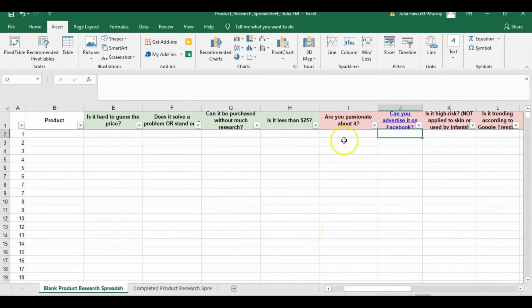But then we've got some other categories that we can consider. So are we passionate about it? Well, like I said before, it's not essential, but it is a good thing to be very keen on the niche that you're selling products for. And can you advertise it on Facebook? That's something we will look at a little bit later to do with Facebook advertising.